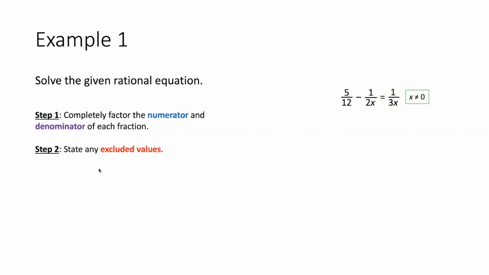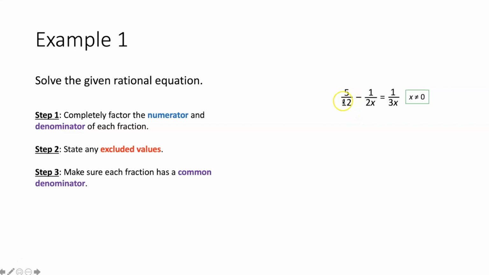So we can move on to step 3, where we make sure each fraction has a common denominator. And again, this is probably going to be the hardest part of solving a rational equation, is determining what is the least common denominator here between 12, 2x, and 3x. Well, I could get each of these to be 12x. Can I get this to be 12x? Yes. So that's going to be my least common denominator, 12x.